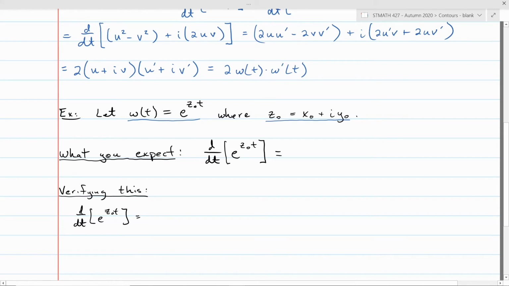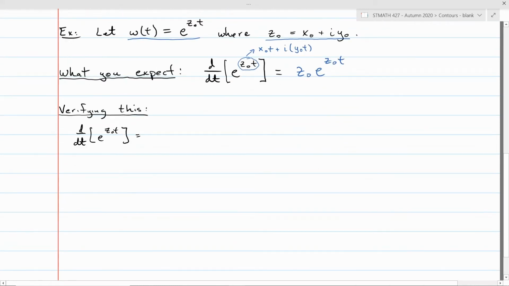And then what you would hope when you differentiate this function e to the z naught t, well, this z naught t here is like an inside function. In fact, z naught t would just be the same thing as x naught t plus i times y naught times t. So you can see that that's a curve. It's a straight line, actually. And then that's plugged inside the exponential function, the complex valued exponential function. So it's just another chain rule situation. You're hoping that you should get z naught times e to the z naught t when you differentiate that. And in fact, you can verify that happens.